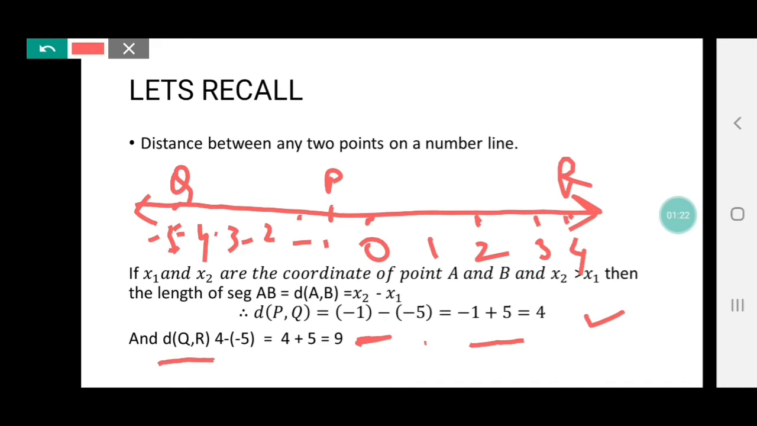Now the distance between QR: the coordinate of R is 4 and the coordinate of Q is -5. So it will be 4 minus (-5), that is equal to 4 plus 5, that will be equal to 9. Right. So in this way we find the distance between two points on the number line. Now the same concept we are going to use to find the distance between two points on the same axis in the xy plane. Okay. Before that, we'll understand what the Cartesian system is.